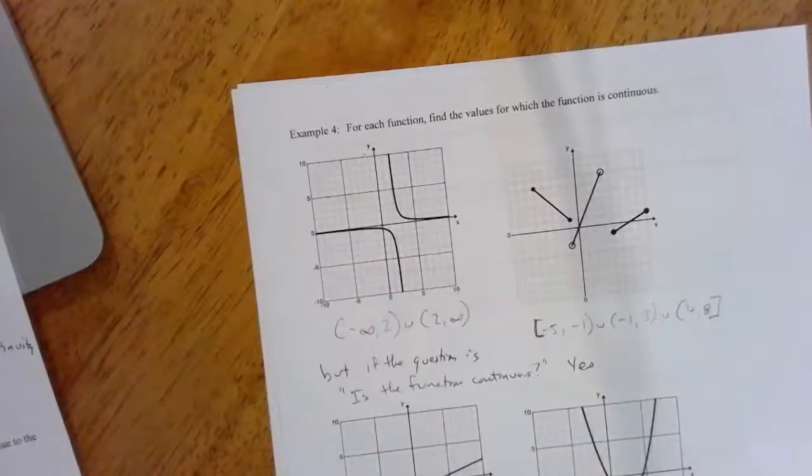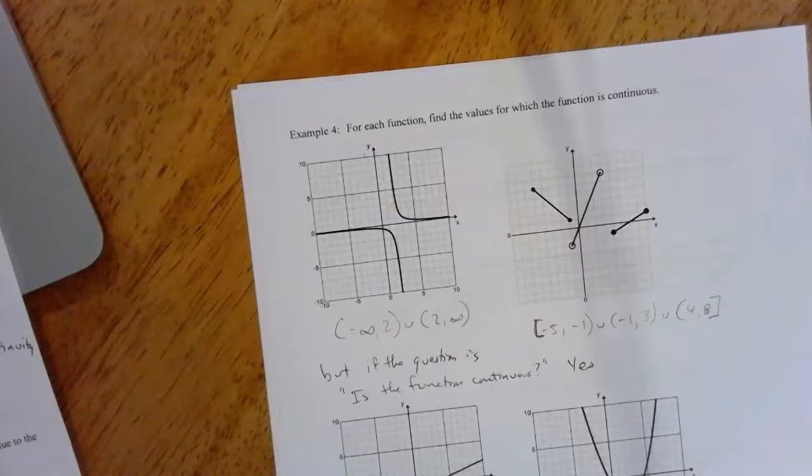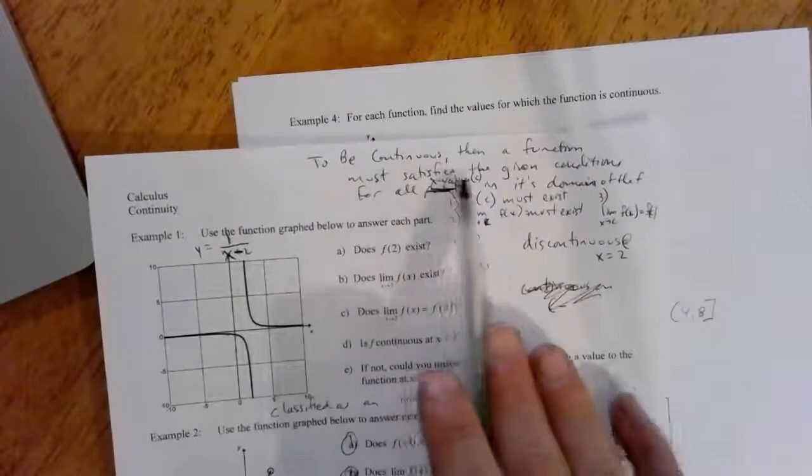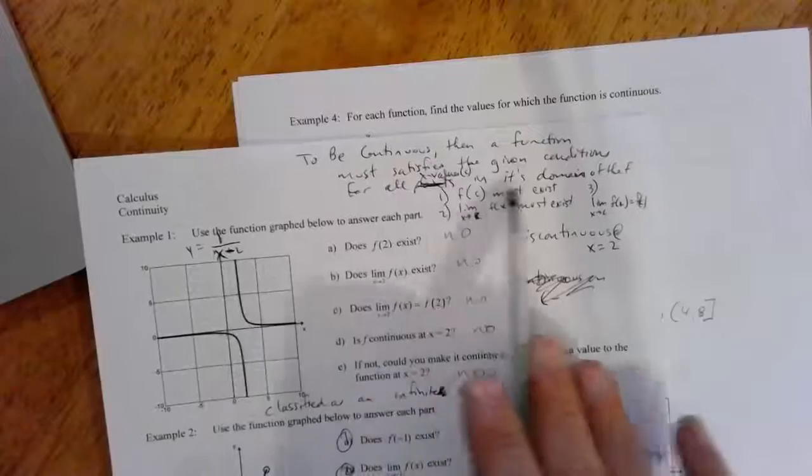Yes, the function is continuous because for every point within the domain of the function, the limit equals the actual value. You have to think about that part when you ask that question, is the function continuous? You have to go back to that strict part about the definition that we did when we talked about continuity, that a function must satisfy the given conditions for all x values in its domain.